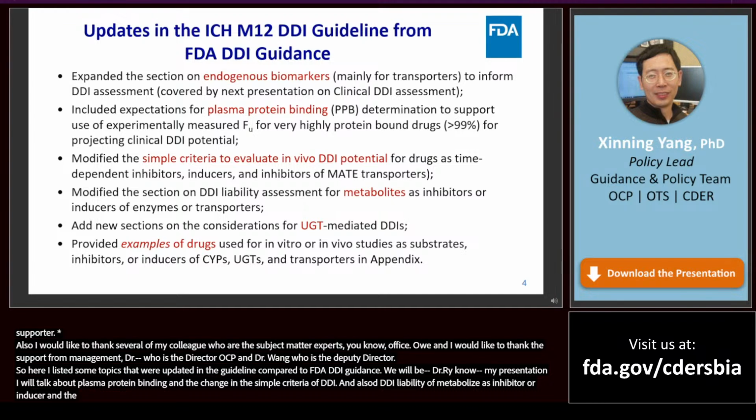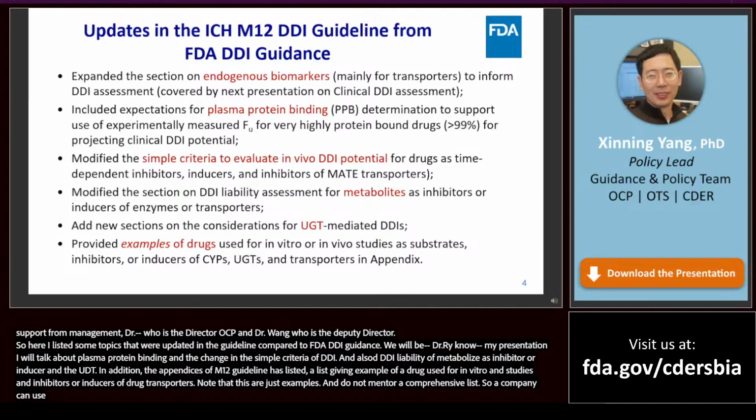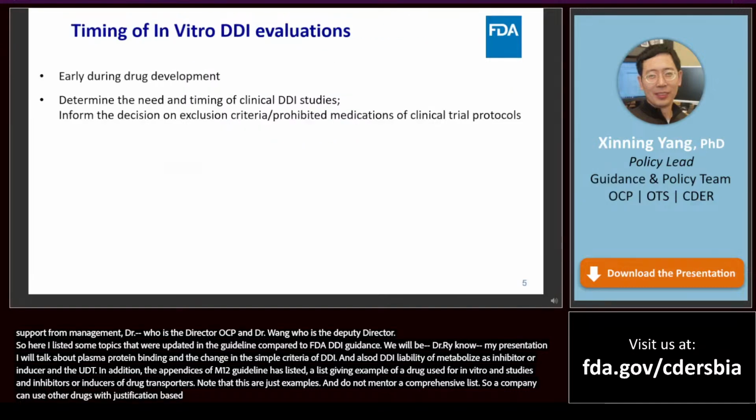And in addition, the appendices of M12 guideline have a list giving examples of drugs used for in vitro or in vivo studies as substrates, inhibitors, or inducers of CYP enzyme, UGT enzyme, or drug transporters. Please note that these are just examples and are not meant to be a comprehensive list. So a company can use other drugs with justification based on their experience.